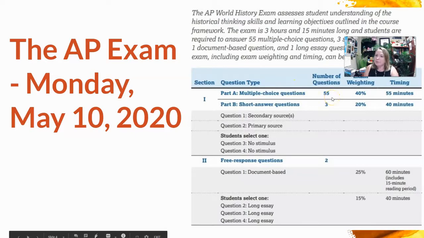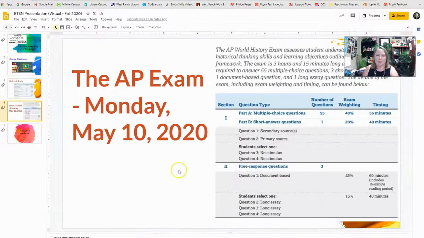55 multiple choice questions, 3 short answer questions, which each have 3 parts to them. So it's actually 9 short answer questions. And then 1 document-based essay and 1 long essay where they have a choice of 3 different options. This multiple choice portion is very difficult because it's multiple choice that they haven't seen before. It's all what we call stimulus-based multiple choice. I'm going to show you some examples of that.